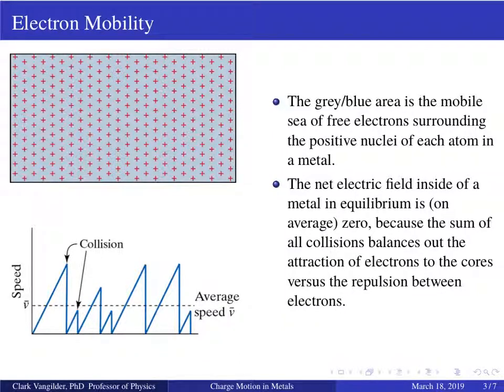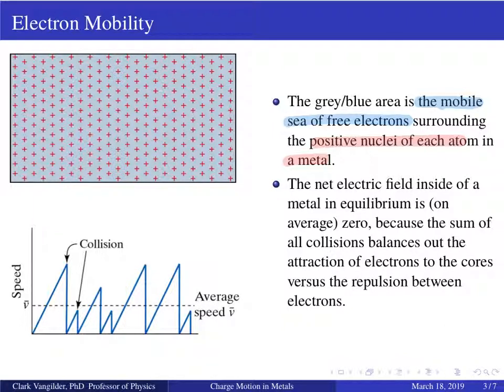Let's flatten that out. So this gray-blue area is going to be the mobile electron sea. Well, let me use my colors here. This gray-blue area is the mobile sea of electrons, and then the positive nuclei of each atom. So the plus signs are the positive cores. They're fixed. They're not moving. That gray stuff is what can move around them.